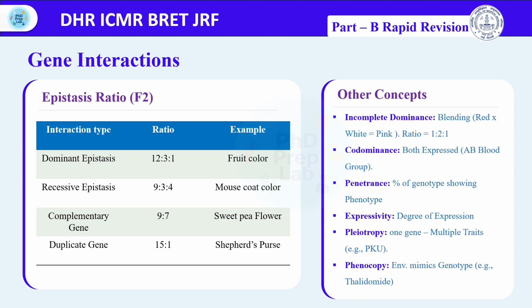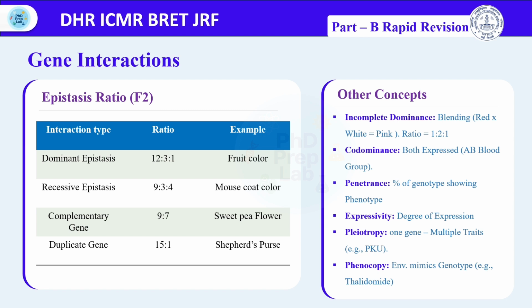The interaction type is dominant epistasis, so the ratio is 12:3:1. The recessive epistasis ratio is 9:3:4. The complementary gene ratio is 9:7. The duplicate gene ratio is 15:1. The ratios are very, very important.